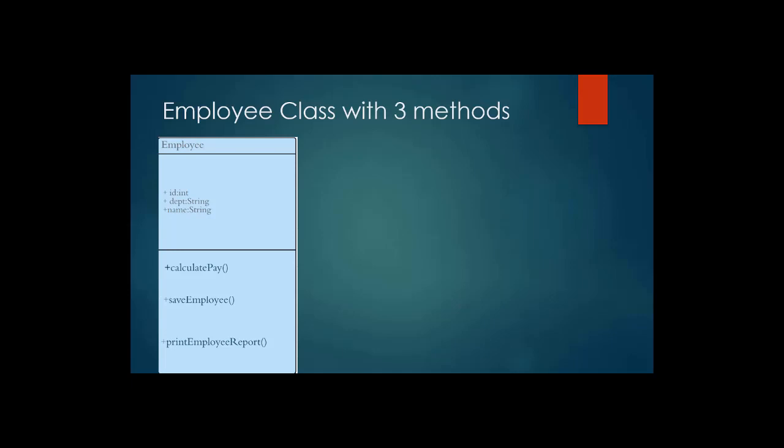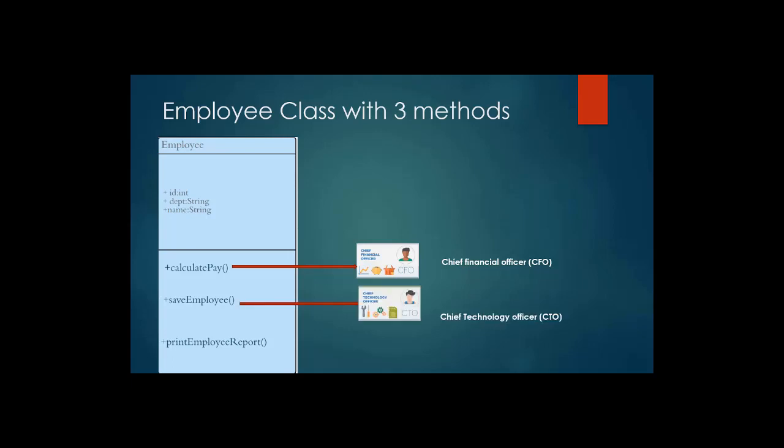Now let's look at the stakeholders of these functions. The calculate pay method is something the CFO will be interested in, so it will be managed by the CFO's development team. Managing employee information is usually taken care of by the CTO team, so the save employee method will be managed by the CTO's development team. And the print report method will be managed by the COO's development team. So as you can see, here we have one class Employee, it has 3 methods, and each method is being taken care of by 3 different teams.